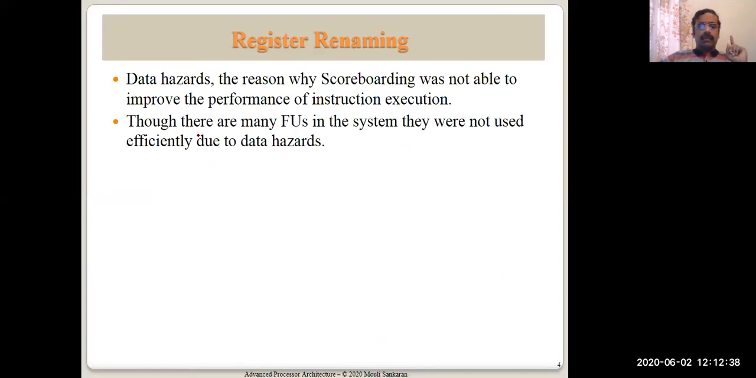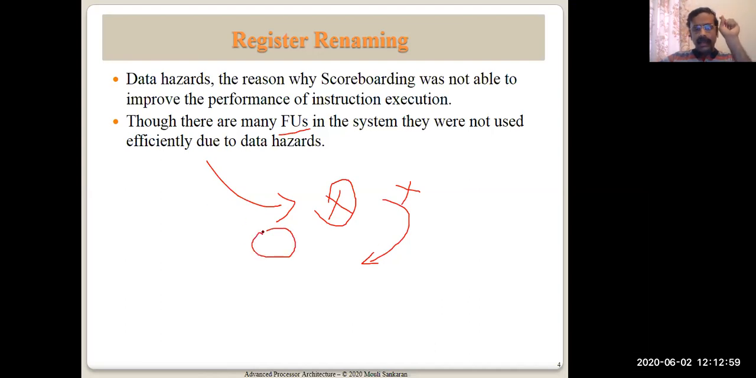Let us see. Though there are many FUs, functional units, in the system, they were not used efficiently because of data hazard. We were not able to run them. Even if you have executed it, we were not able to write back the result. Because of that, we were not able to pump in another instruction. So either because of delay in the write back or delay in reading the operands, we were not using the functional unit efficiently. Remember, the functional unit is there. It can perform more operations, one after the other, of course. But once one operation is done, we want to use the functional unit for executing some other instruction.